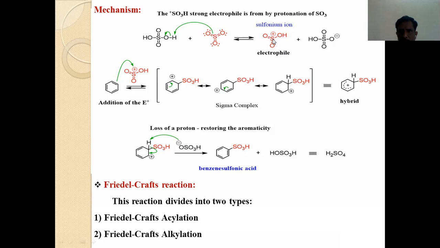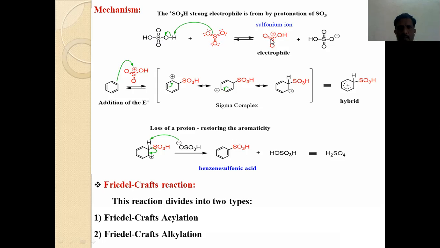This sulfonium ion, having a positive charge, acts as an electrophile because it possesses a positive charge, with elimination of HSO4 negative. Our main target is to produce the electrophile SO3H with a positive charge, and it is produced in the first step by the reaction of sulfuric acid and sulfur trioxide. So the electrophile is generated in this step.